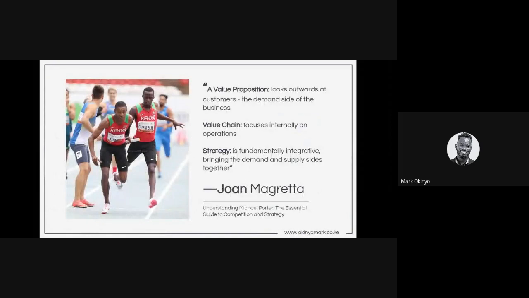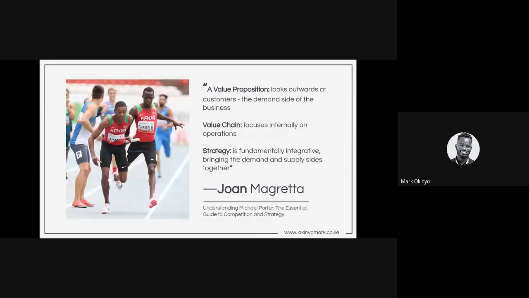So I have a quotation here where a value proposition looks outwards at the customers, the demand side of the business, because if you're going to get a customer, you have to make an offer for them. And the offer has to have some form of value so that this person can actually consider your solution. So that's a value proposition.